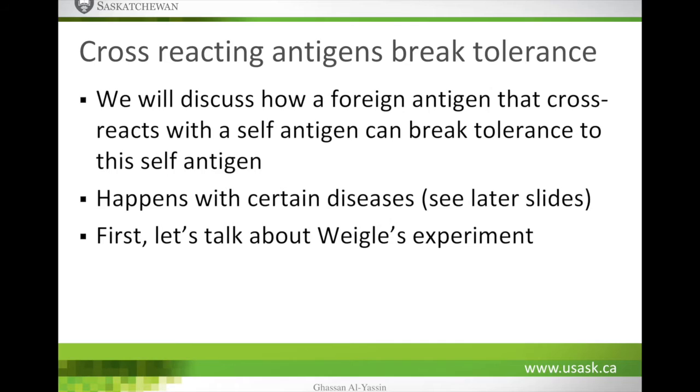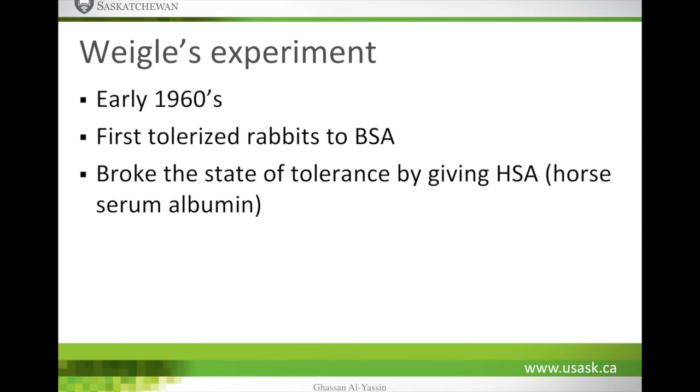Now we will discuss a very important concept: how foreign antigens that cross-react with self-antigens can break tolerance to these self-antigens. To explain how this can happen, we will go over an experiment performed by William Weigle. Weigle was able to induce tolerance to BSA in rabbits, and then he managed to break the state of tolerance by injecting HSA.